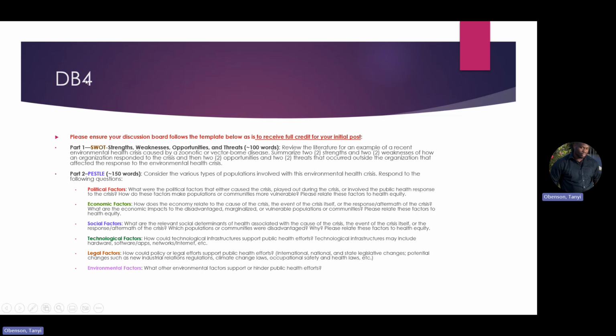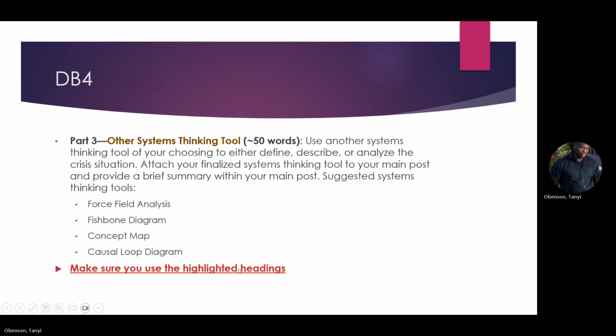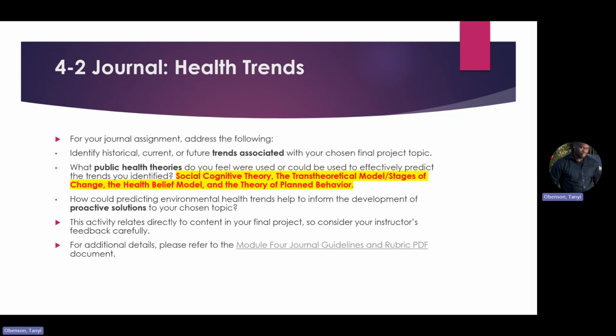And then you're going to do a PESLI analysis, which is political, economic, social, technological, legal, and environmental factors regarding the issue. And then in addition, you're going to do another systems thinking tool, describe or analyze the crisis situation. So basically, it's going to be a force field map, a fishbone diagram, a concept map, or a causal loop diagram. Key thing is make sure you highlight all your headings.